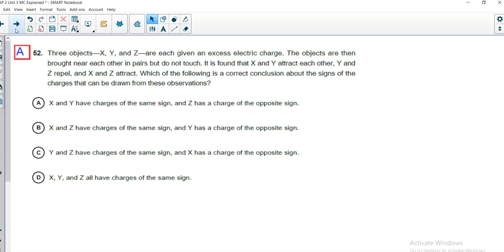Three objects, X, Y, and Z, are each given an excess electric charge. The objects are then brought near each other in pairs, but do not touch. It is found that X and Y attract each other, and Y and Z repel. And X and Z attract. Which of the following is a correct conclusion about the signs of the charges that can be drawn from these observations?